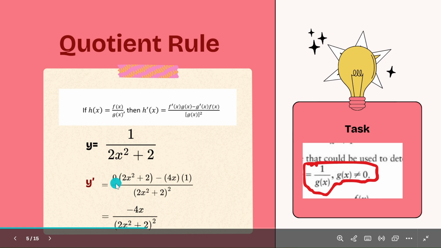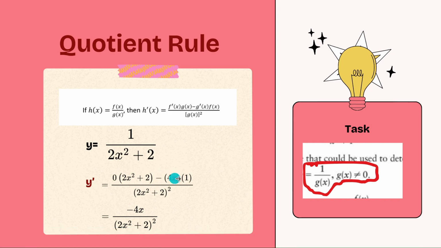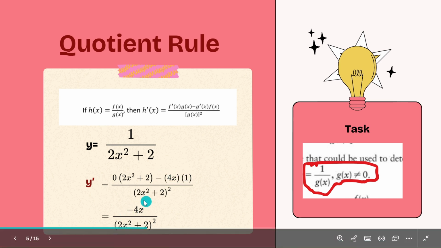And then we can simplify and reduce that. 0 times anything is 0. That leaves us with negative 4x times 1, which is negative 4x, divided by 2x squared plus 2 to the power of 2. That's our answer.